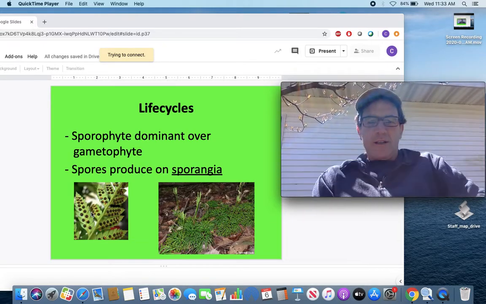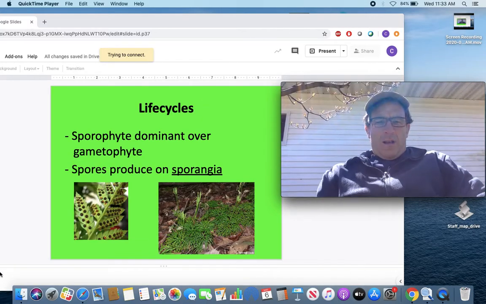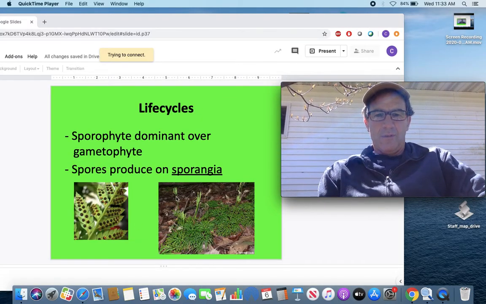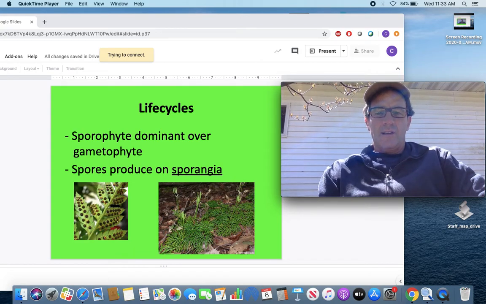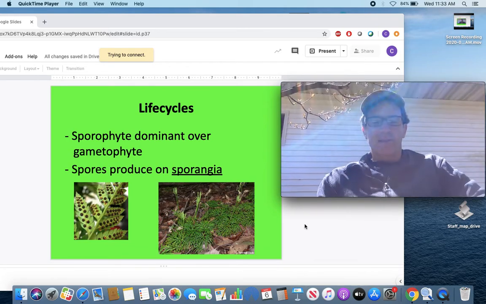On the club moss, they actually get their name club moss because, if you can see the pointer here, the sporangia actually looks like a little club, a little bat-shaped thing growing out of the rest of the sporophyte.